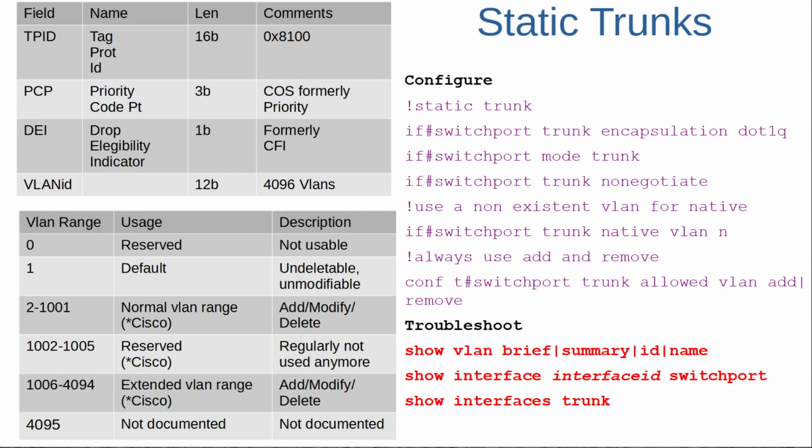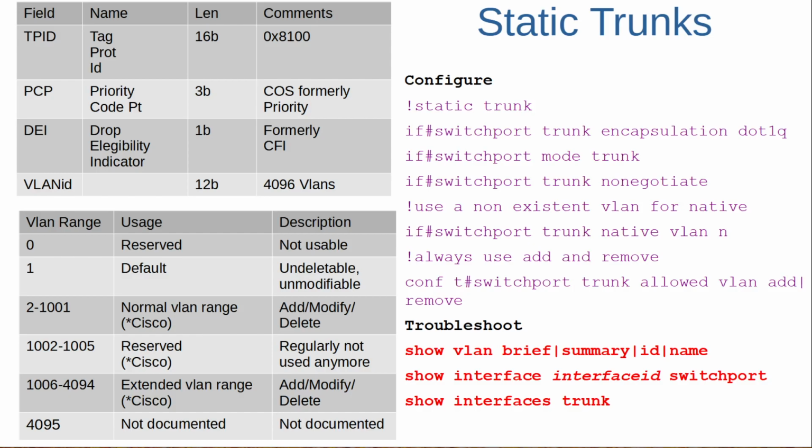Then you have your reserved VLAN range that goes from VLAN 1002 to VLAN 1005. These VLANs are regularly not used anymore. Then you have your Cisco extended VLAN range that goes from VLAN 1006 to 4094. You can also add, modify, or delete VLANs in this range. VLAN 4095 is not documented. Some switches use it for internal features, but you're better off not using it.